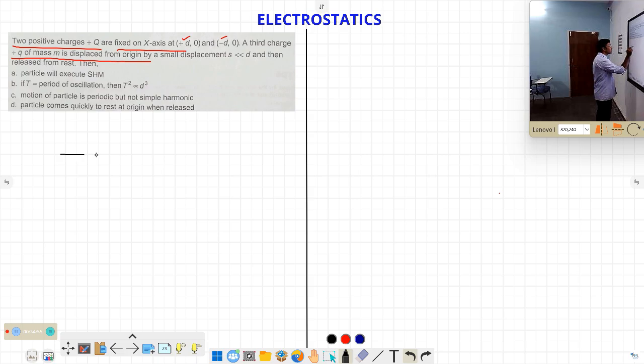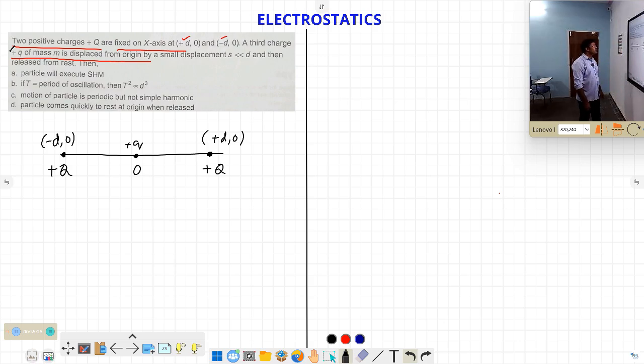So here we take the x-axis. This is the origin. From the origin, we take one charge here, taken as plus q, and we take one more charge here, that is also plus q. One is at the position of plus d comma 0 along the x-axis. The second charge is at minus d comma 0. At the origin we placed plus small q charge. This is given. And a small displacement s less than d is given.